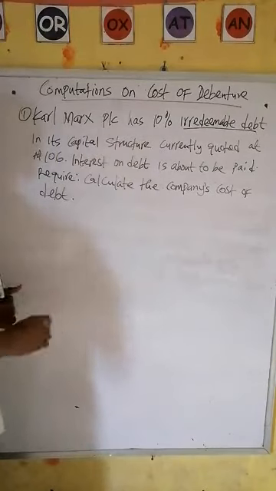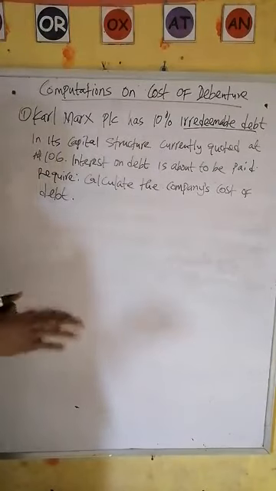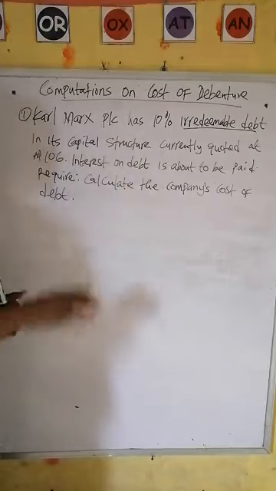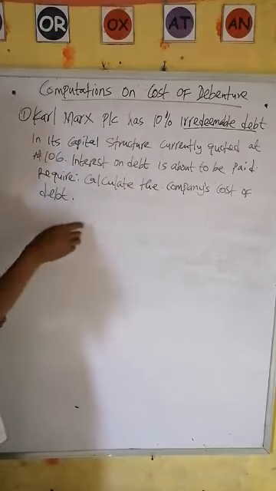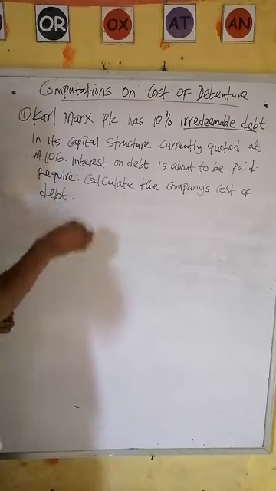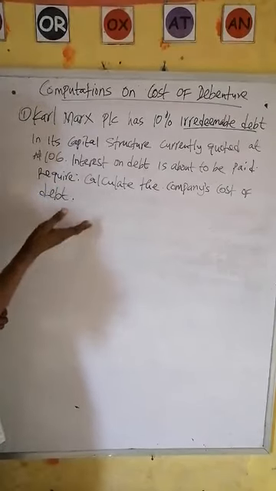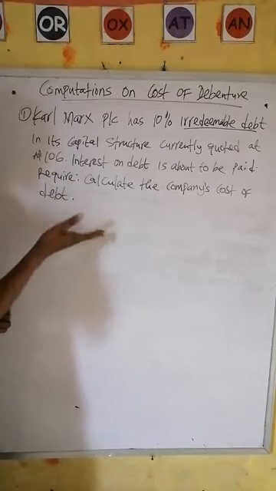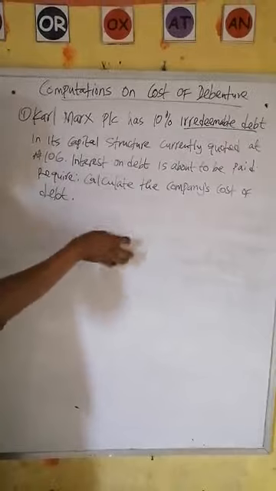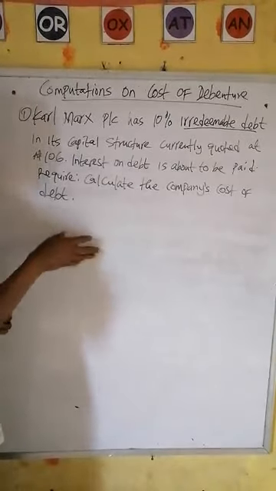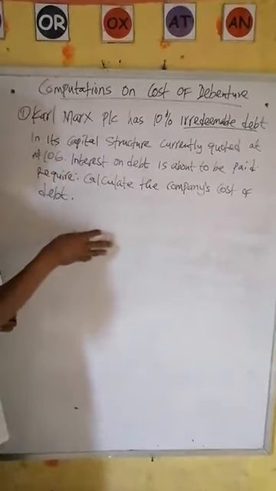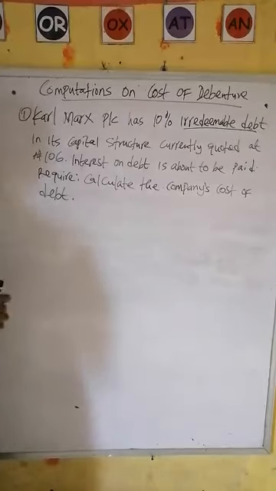For the debenture to be redeemable, we need to have the current date and the future date. The current date is the date on which the debenture was bought, and the future date is the date on which they are going to redeem the debenture. That is the redemption date, the date on which the company is going to buy back the debenture.